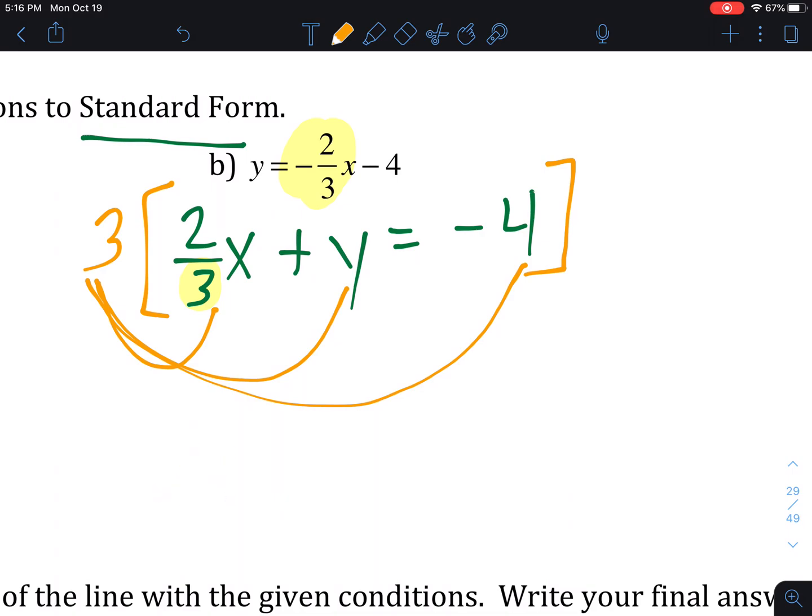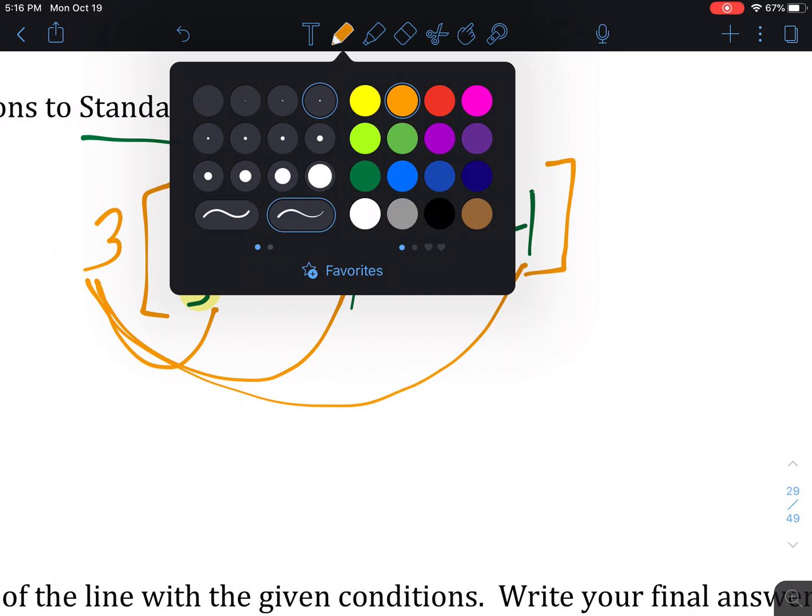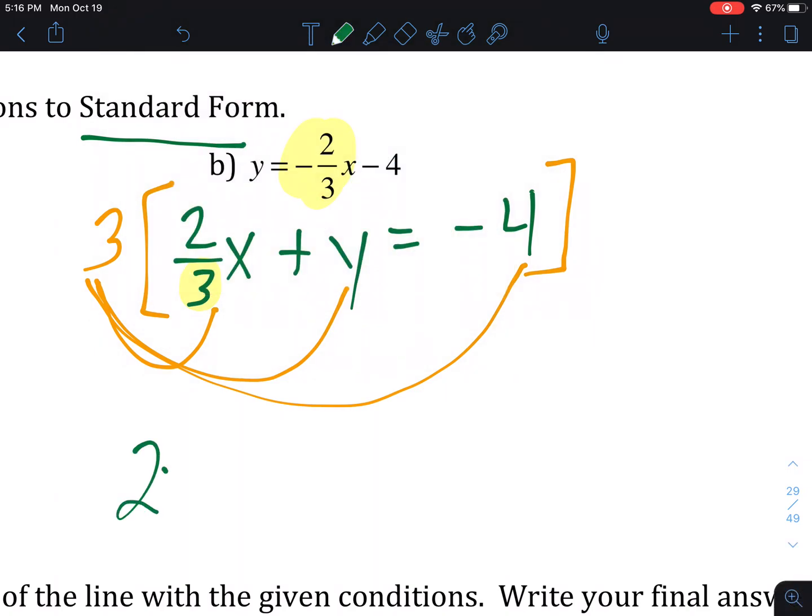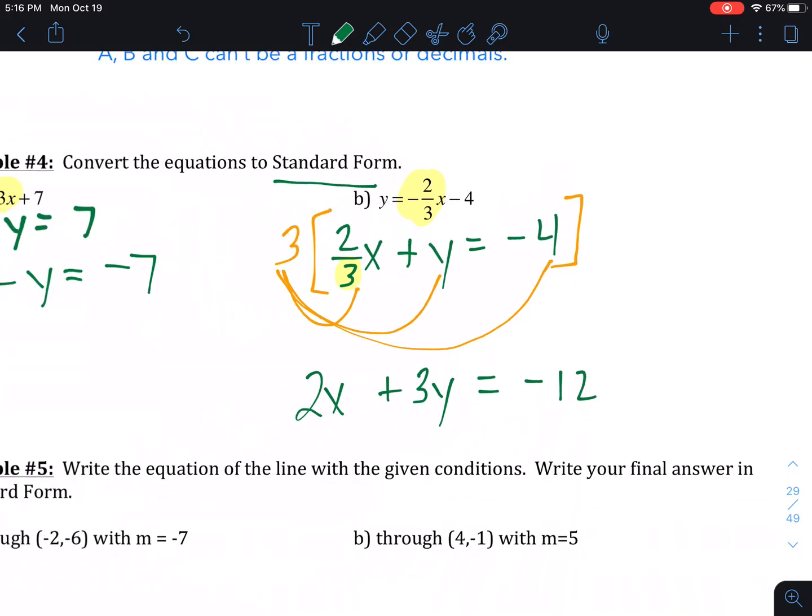2x. And then 3 times plus y would be plus 3y equals, and then 3 times -4, don't forget about that, that's -12. And there it is, you're now in standard form. Pretty simple.